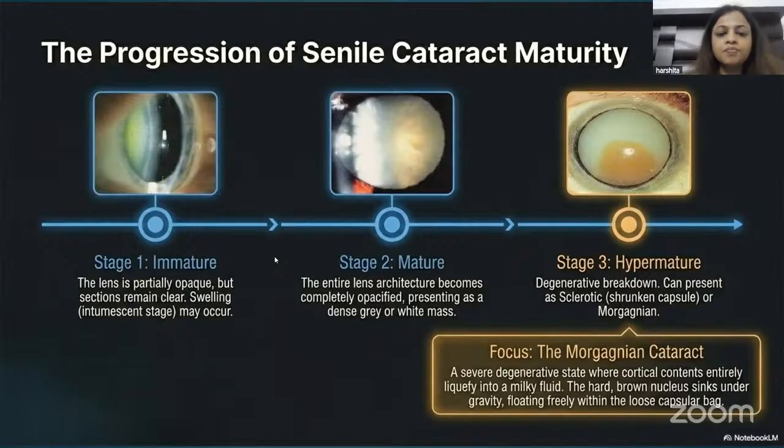Then the hypermature, where the degenerative breakdown can present as a sclerotic shrunken capsule, or the Morgagnian, that is another stage. In this, basically the cortical matter liquefies into a milky fluid, whereas the nucleus, which is hard, sinks down.